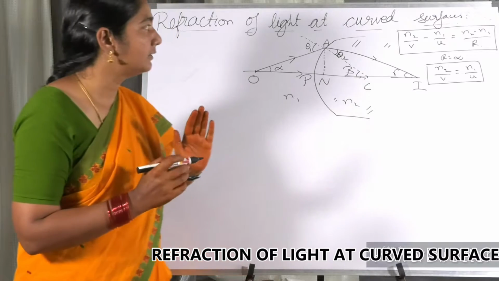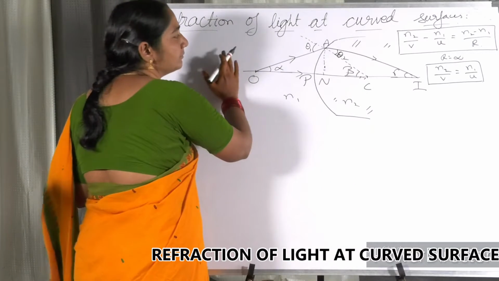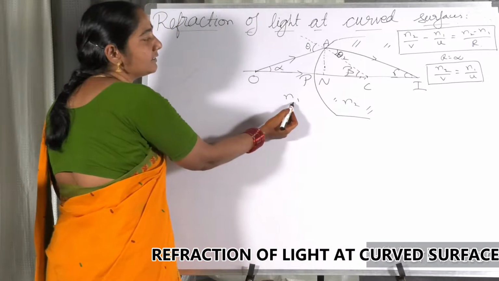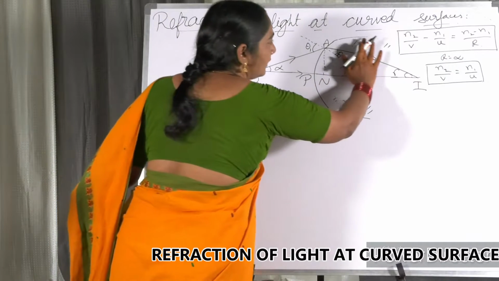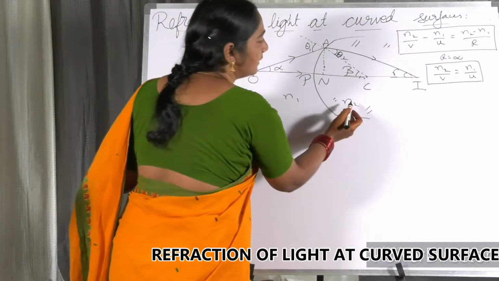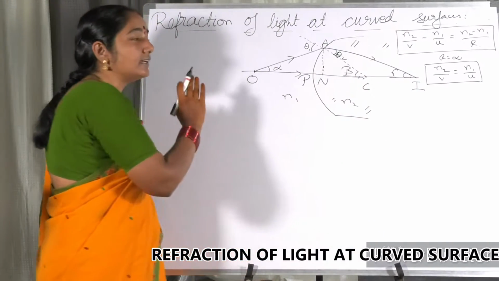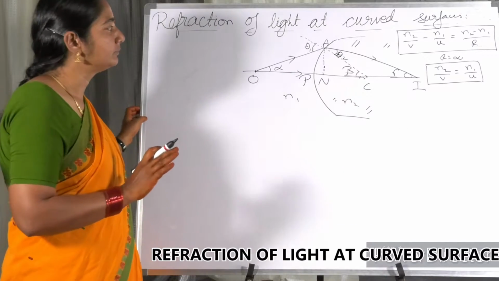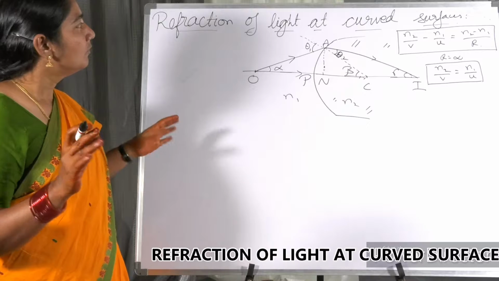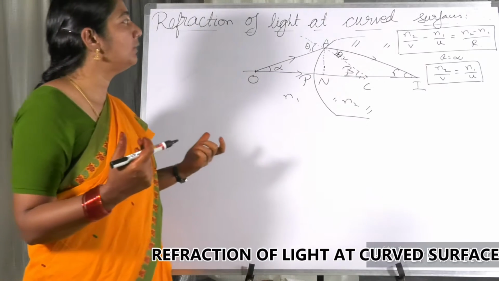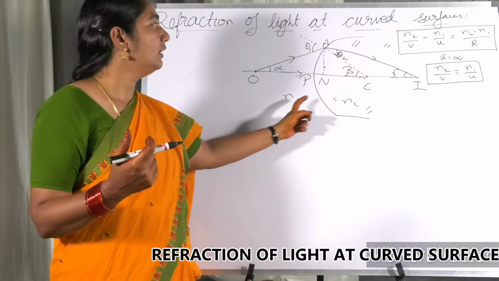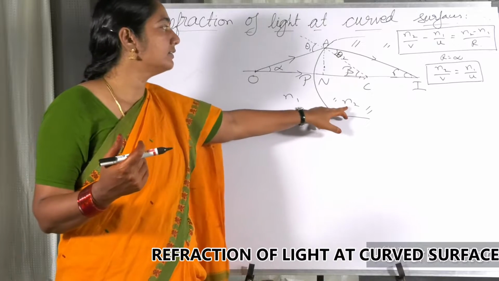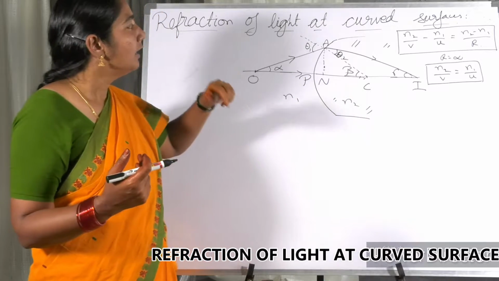Please try to understand. This is a rarer medium where the refractive index is N1, and this completely is N2. The refractive index is N2. It is a denser medium. Imagine it to be glass or water, something like that. Now we are going to get the relation between N1 and N2, that is, the refractive indices of the two media.